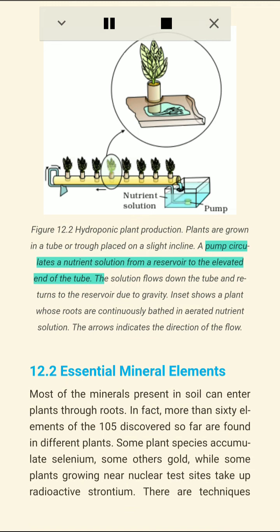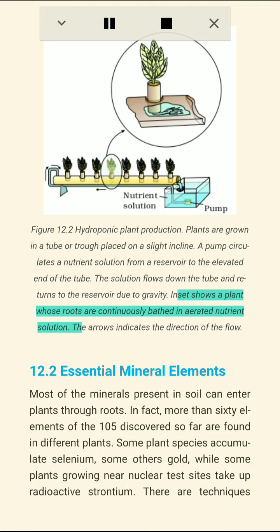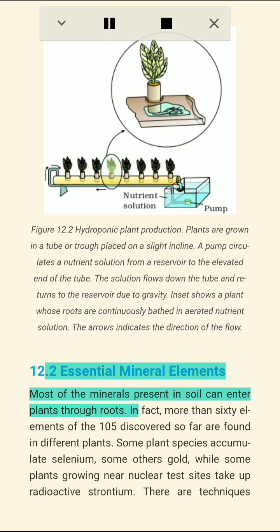Plants are grown in a tube or trough placed on a slight incline. A pump circulates a nutrient solution from a reservoir to the elevated end of the tube. The solution flows down the tube and returns to the reservoir due to gravity. Inset shows a plant whose roots are continuously bathed in aerated nutrient solution. The arrows indicate the direction of the flow.